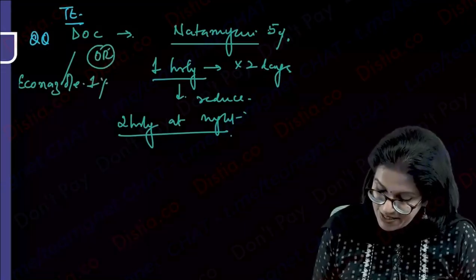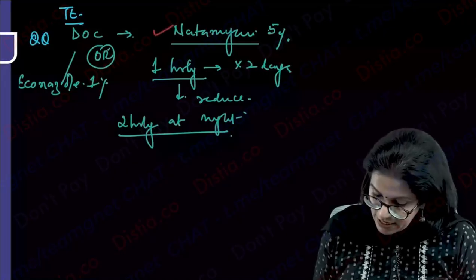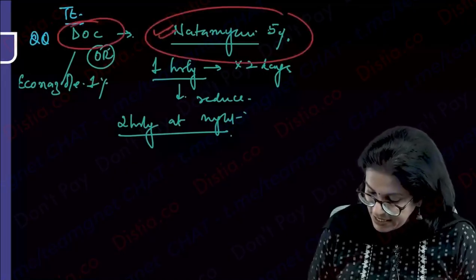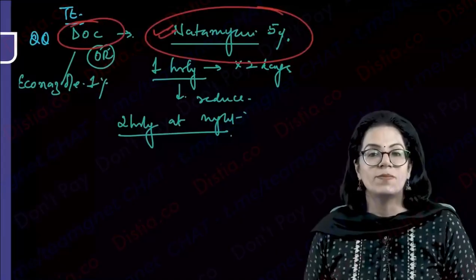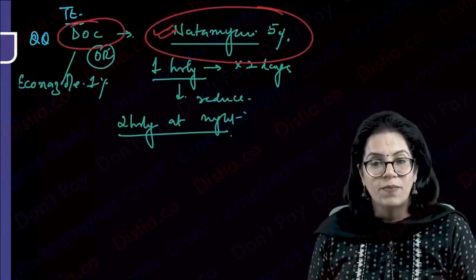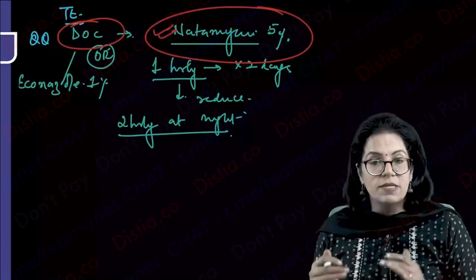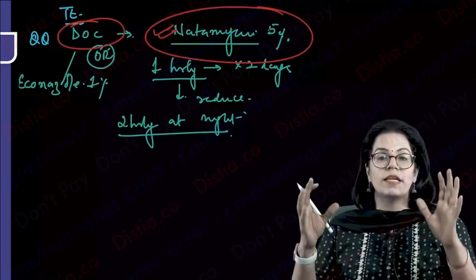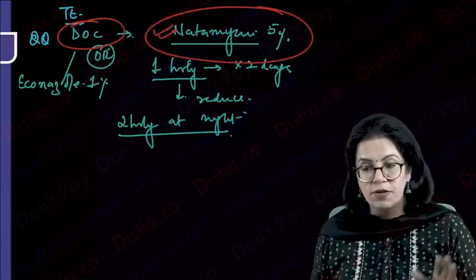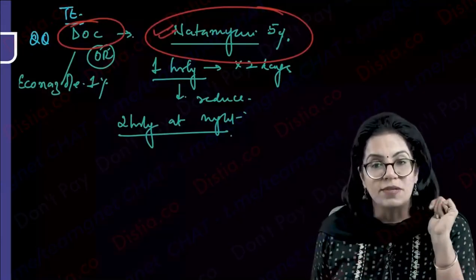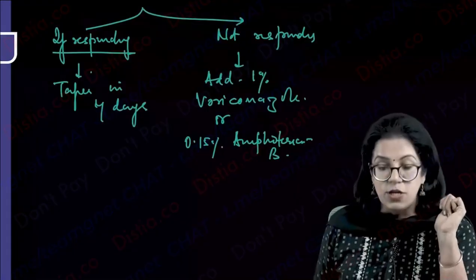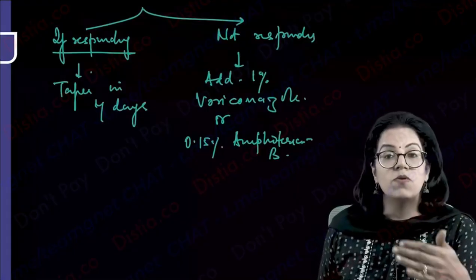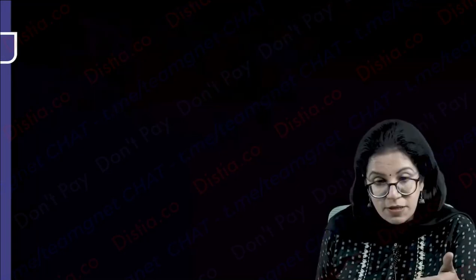But if they ask you the drug of choice, our answer has to be natamycin 5%. Please, let's be very clear about this. Right? So that was about the treatment. Start with natamycin. If it is responding, taper it off in 7 days. If it's not responding, add voriconazole or amphotericin B. Simple? Chalo. Apart from this, do we have to go for any other modality apart from topical drugs?